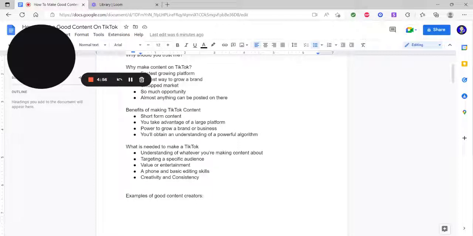So here's what's needed to make a TikTok. You're going to need an understanding of whatever content you're making. So you're gonna have to find a niche.